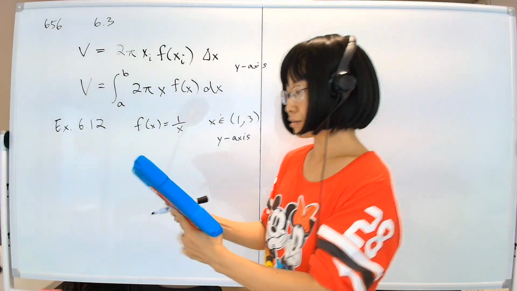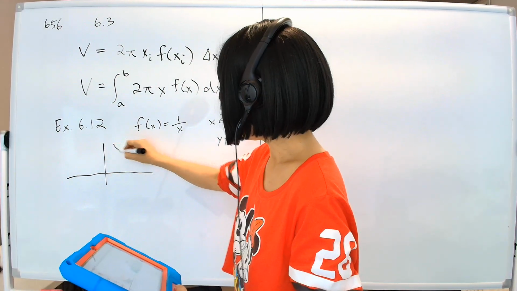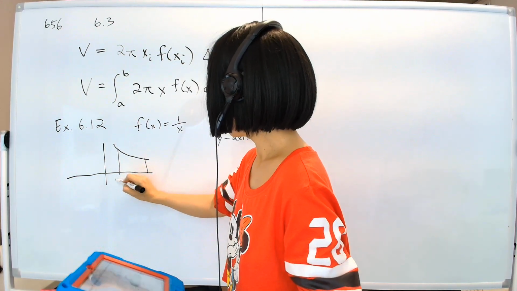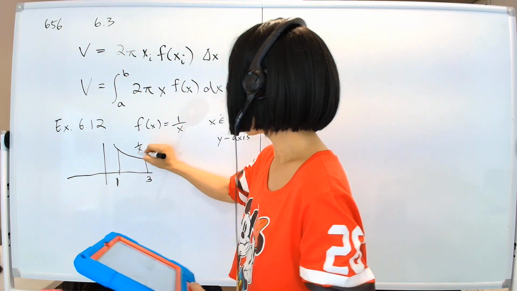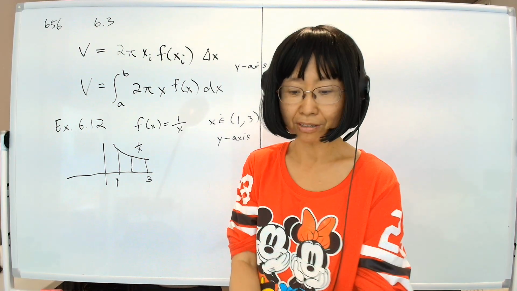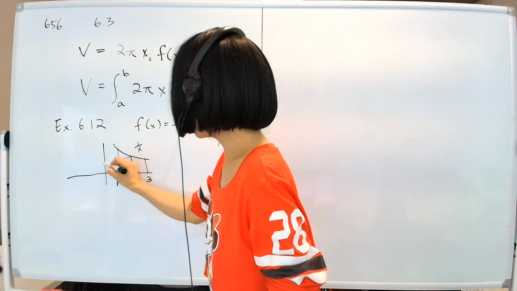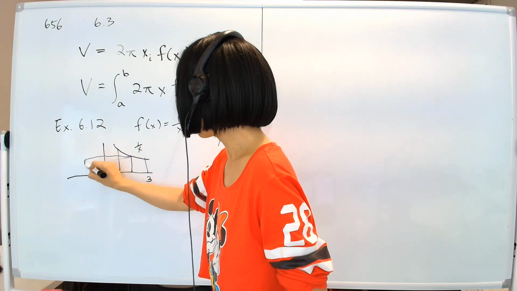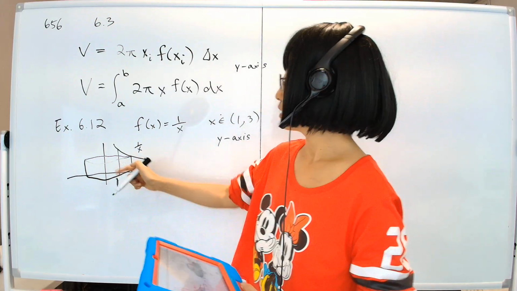Okay, so then we're going to draw our shell. Here's the function, and we're going from 1 to 3. We'll call this 1, this 3, and the function is 1 over x. All right, so imagine one of the shells. Remember, what does a shell look like? It looks like this, right? So we'll draw this thing clear around one shell, in three-dimensional imagination. We're drawing only one. This isn't the whole thing. This is just one shell.